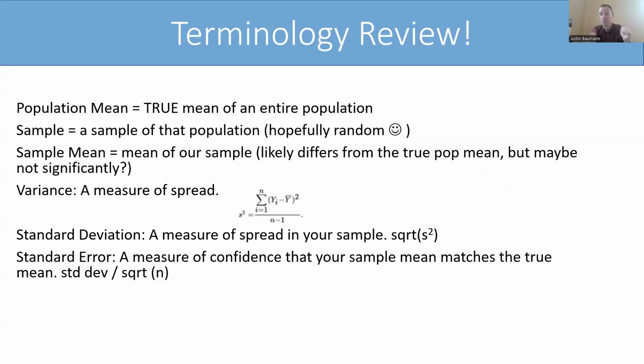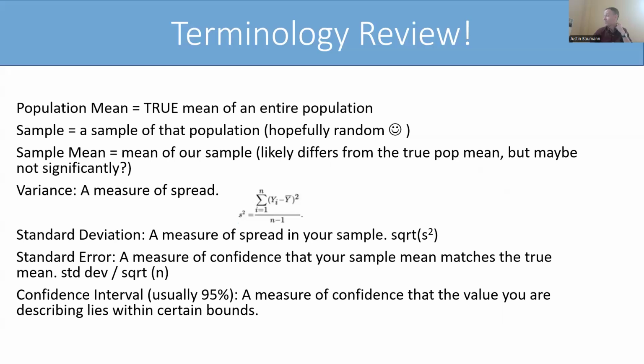Super clear, I'm sure. We'll go over that again. We also talked about this thing called the confidence interval. We didn't really see how to measure it yet, but it's usually a 95% thing. And it's a measure of confidence that the value you are describing lies within certain bounds. We probably won't get to this at all this semester, how to actually calculate these things, but they can be approximated in a relatively straightforward way.